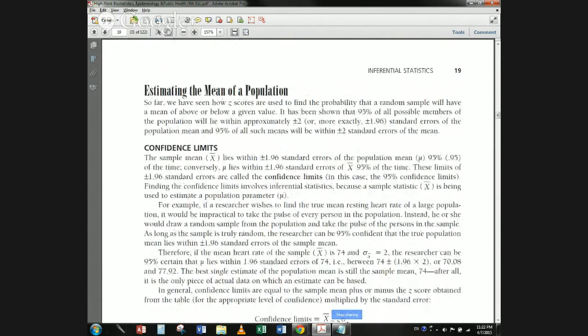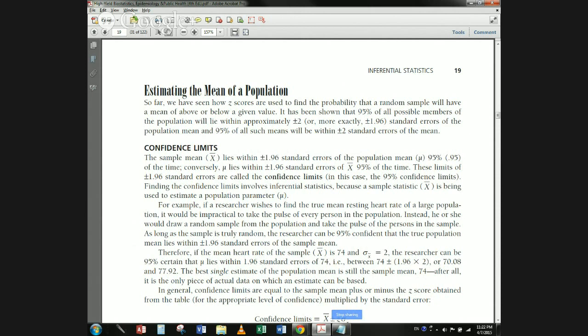Estimating the mean of a population. So far, we have seen how z-scores are used to find the probability that a random sample will have a mean above or below a given value. It has been shown that 95% of all possible sample means will lie within approximately plus or minus 2, or more exactly, plus or minus 1.96 standard errors of the population mean, and 95% of all such means will be within plus or minus 2 standard errors of the mean.